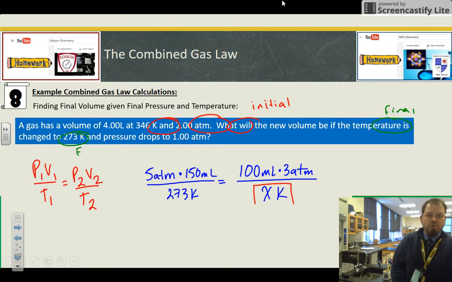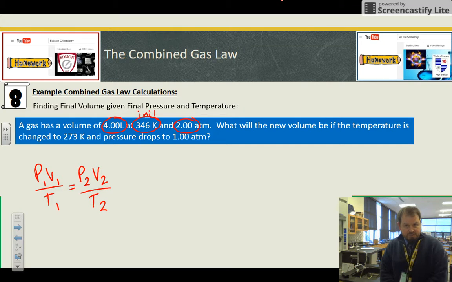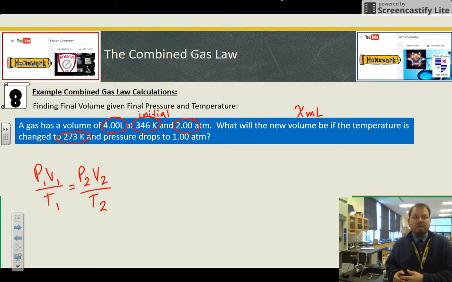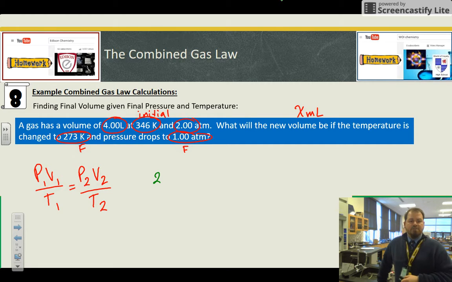New problem. I'm just going to find now what is the final volume. Again, same equation. My initial conditions are the first 3, and that isn't always the case, but that's just how it reads. I have a gas at these conditions. What will the new volume be is the next piece, so I know that that is the final. That reading comprehension piece we've got to get good at. We have to know that liters and milliliters are volume, K is temperature, and atmospheres is pressure. So we need to put the right pieces into the right places. I have 2 times 4 over 346 equals 1 times x over 273.